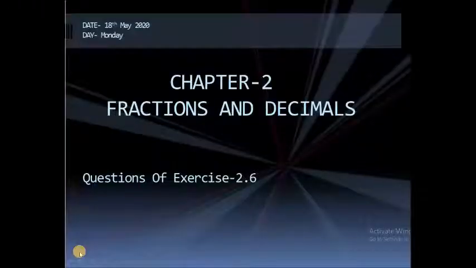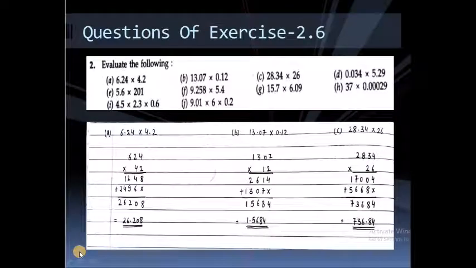So today we are going to do the remaining questions of exercise 2.6. Only one question, that is question number 2, is remaining in our exercise. In question number 2 we have a few parts and in each part you have to multiply two decimal numbers.